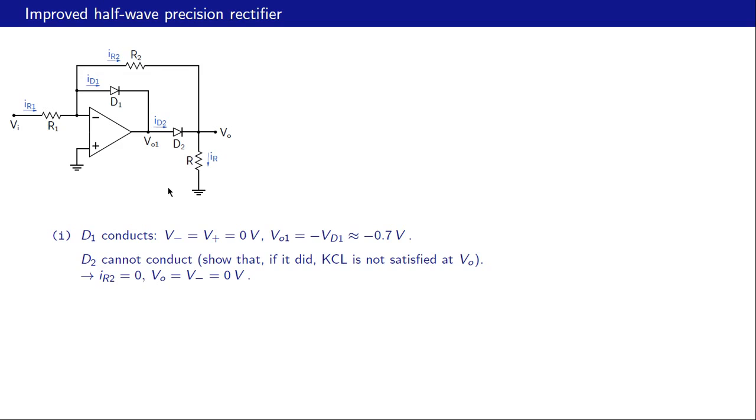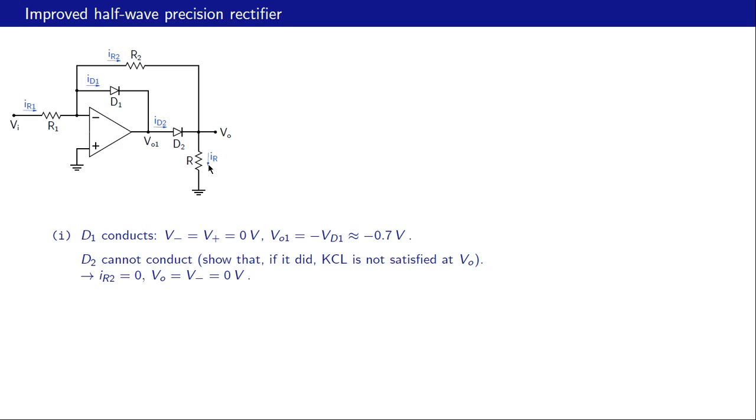If D2 does not conduct, then we have an open circuit here. And then R2 and R are in series. This end is at 0 volts, this end is also at 0 volts, so obviously we cannot have any current in this path. So this voltage drop as well as this voltage drop is then 0 and VO is equal to 0. So our situation now is D1 conducts, D2 does not conduct, IR2 is 0, IR is also 0.